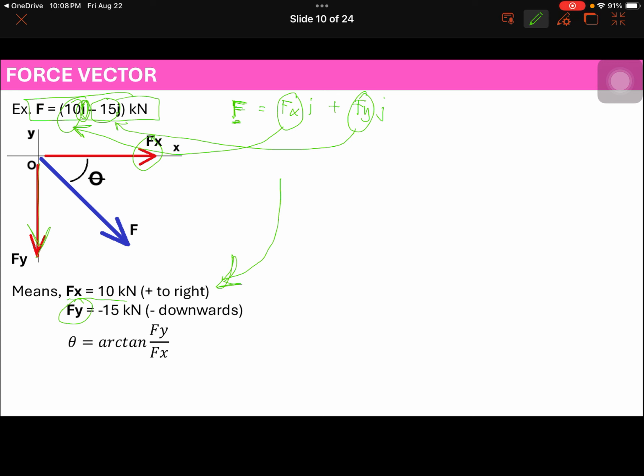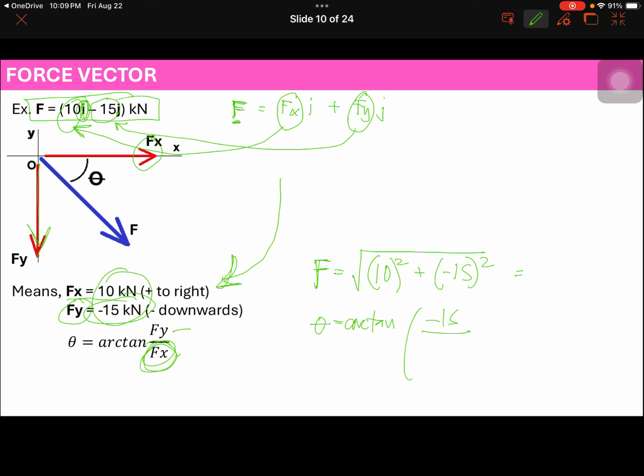And then to get the resultant, we can do Pythagorean sa dalawa. So, F is equal to square root ng 10 squared plus negative 15 squared. So, this will be your value of F, yung resultant. And then, to get theta, it is arctangent Fy over Fx. So, your Fy is negative 15 over your denominator is Fx, so that's positive 10.